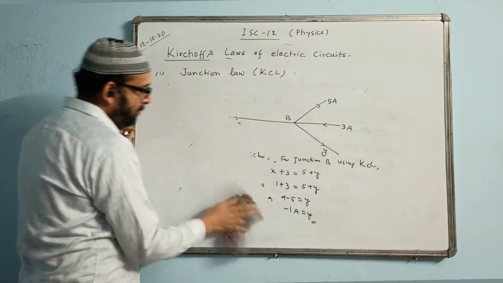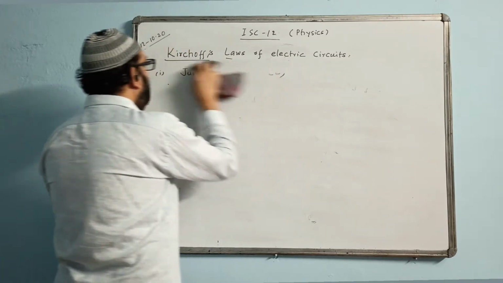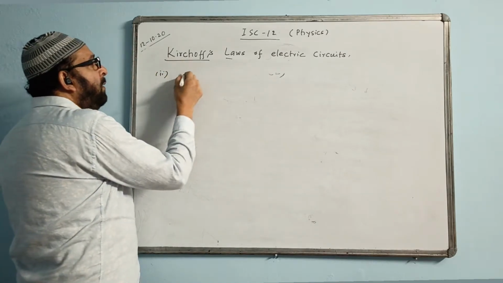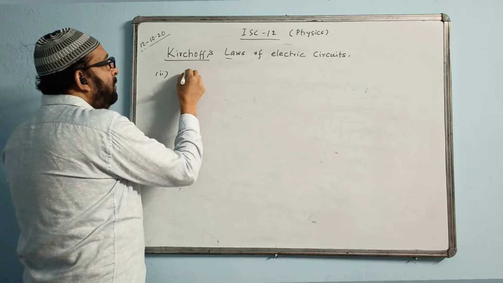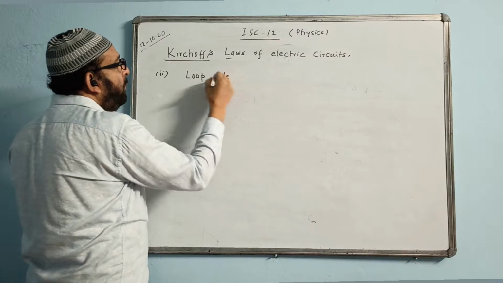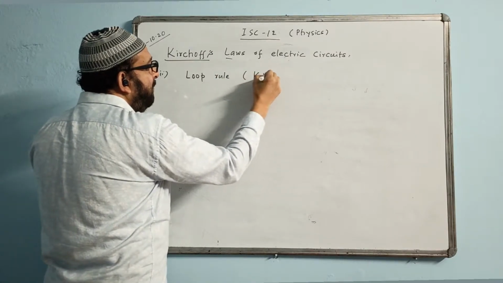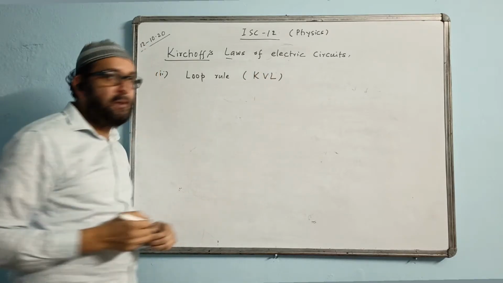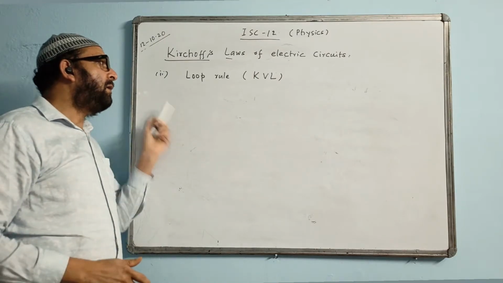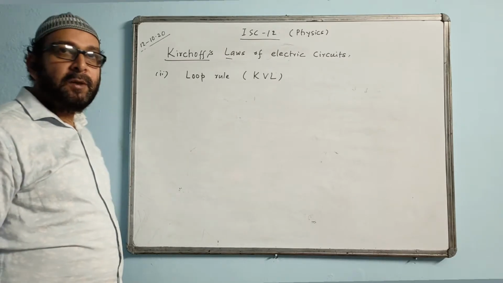Now the second law, law number 2. This is called the loop rule or loop law. Here we have KVL, Kirchhoff's voltage law. The first one is the current law, Kirchhoff's current law, KCL, and the other one is called KVL, Kirchhoff's voltage law. Voltage is potential difference.